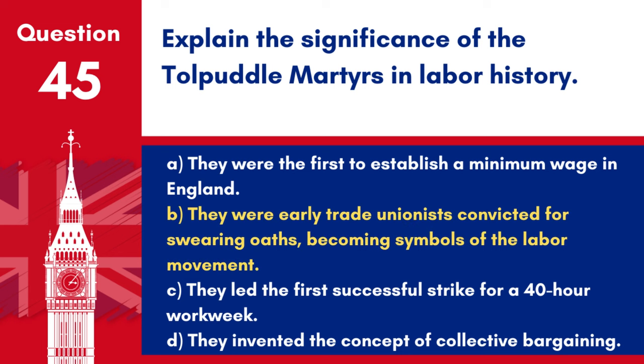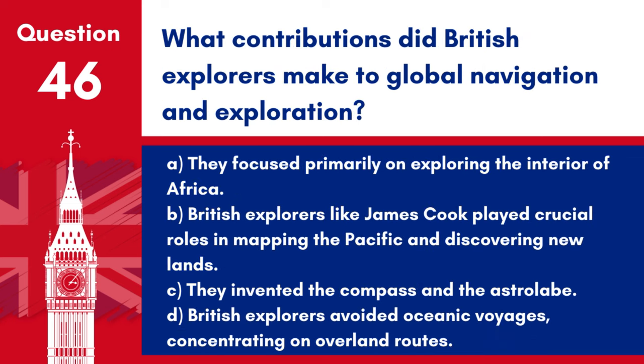Answer. B. They were early trade unionists, convicted for swearing oaths, becoming symbols of the labour movement. The Tolpuddle Martyrs' sentencing and subsequent pardon in the 1830s highlighted the struggles of early trade unionists and galvanised support for workers' rights.